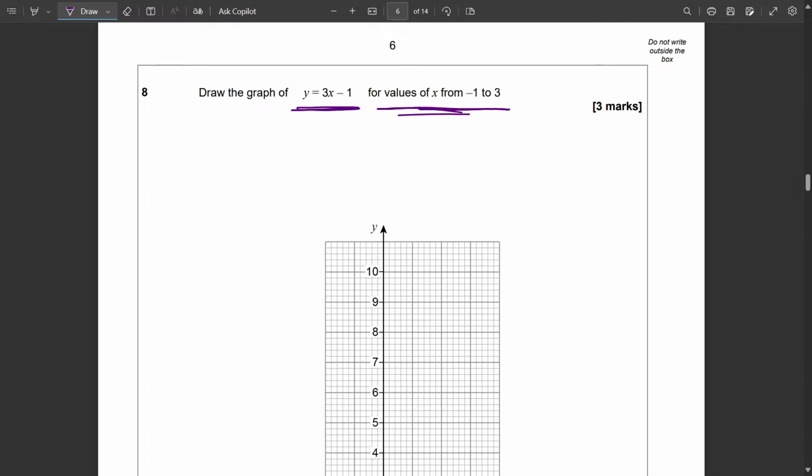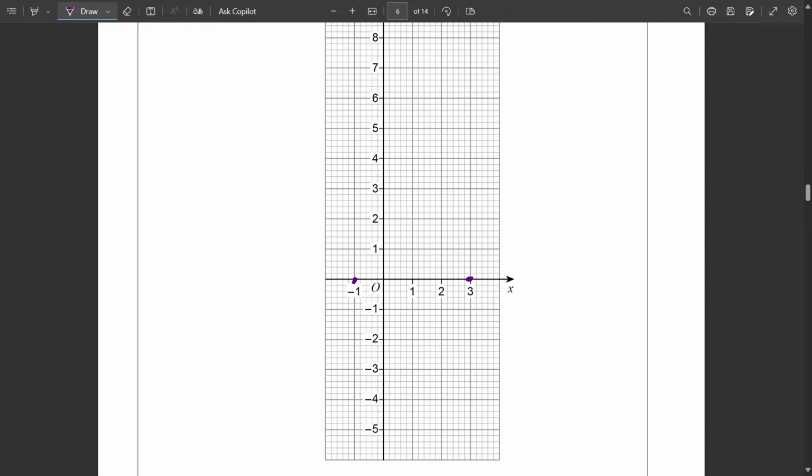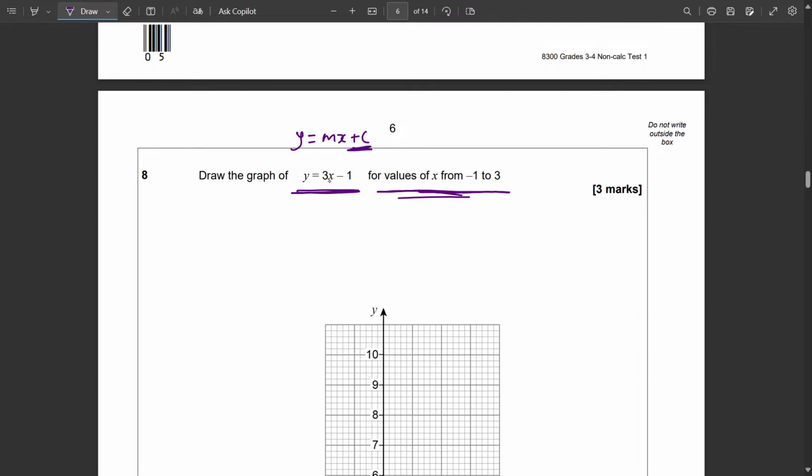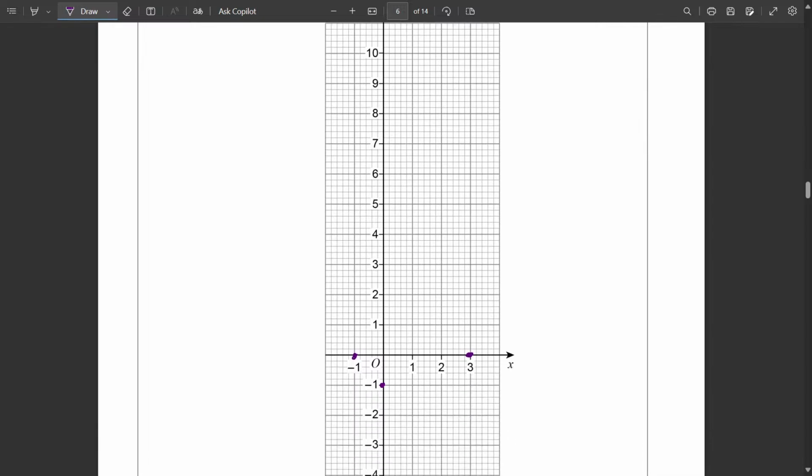There are 2 different ways of doing this graph. If you're doing a higher tier paper, that's really straightforward. You always compare it with y equals mx plus c. So c is your y-intercept, in this case minus 1. So this is where your graph will be crossing the y-axis, at minus 1. What that also means is when x equals 0, the y value is minus 1. So that's our point: x is 0, y is minus 1.